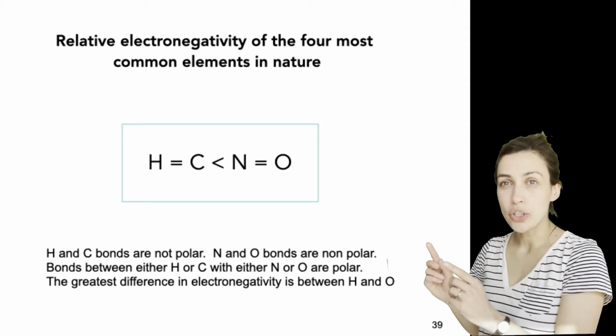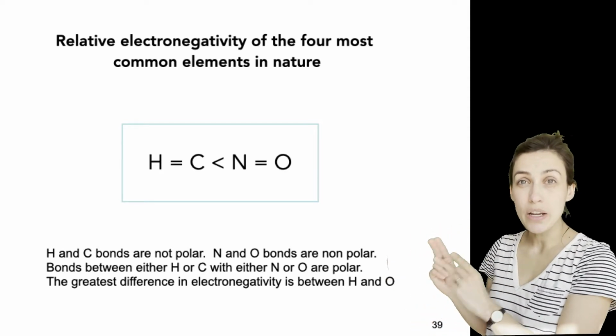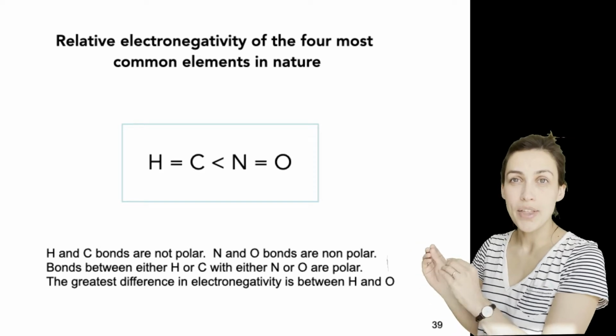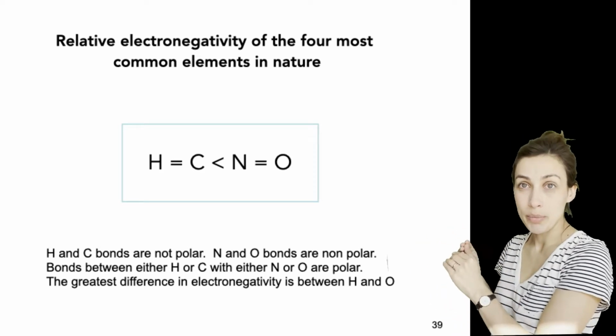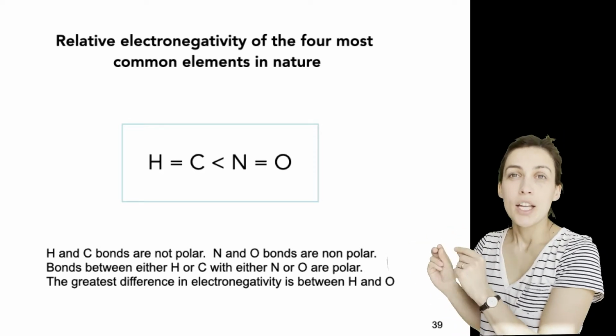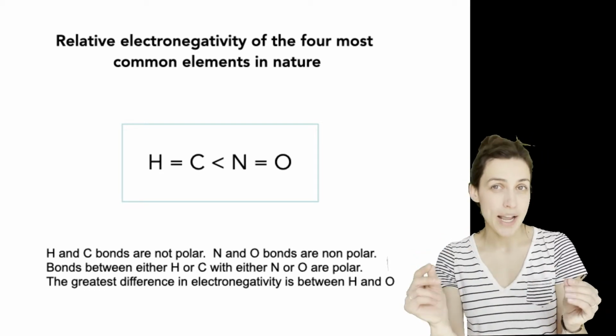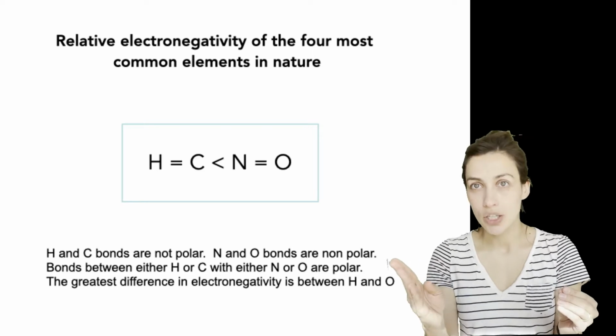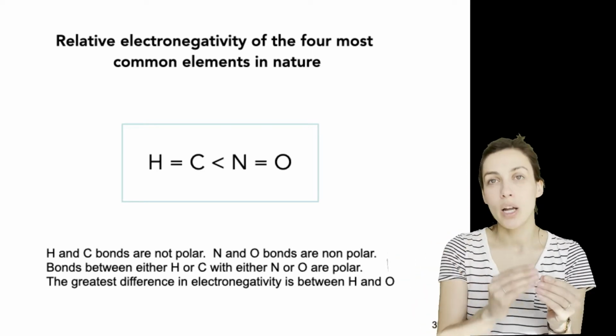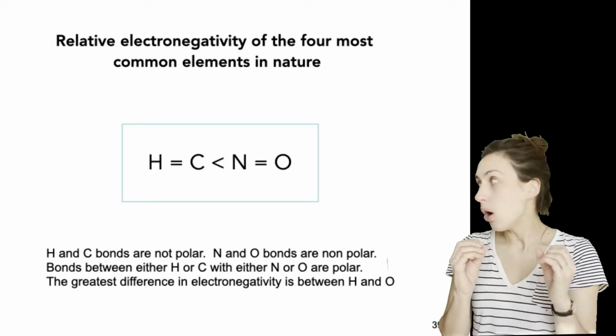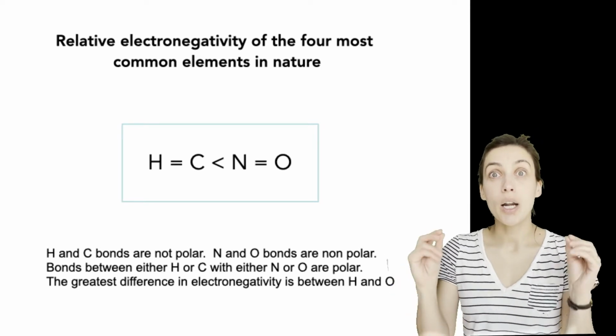However, nitrogen and oxygen are significantly more electronegative than carbon and hydrogen. So if there is a covalent bond between hydrogen and nitrogen, hydrogen and oxygen, carbon and oxygen, or carbon and nitrogen, all those bonds are polar.